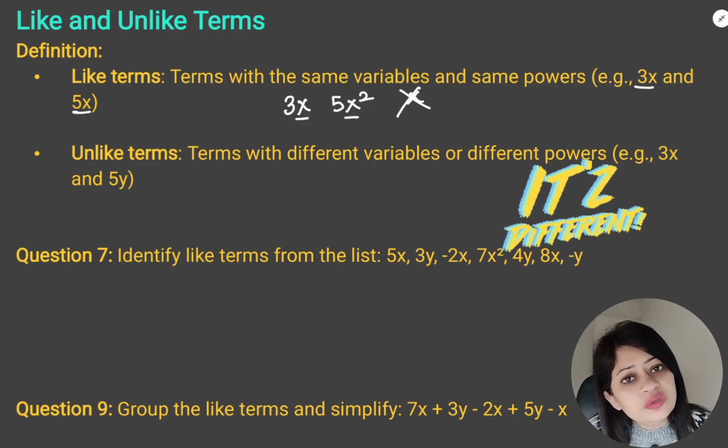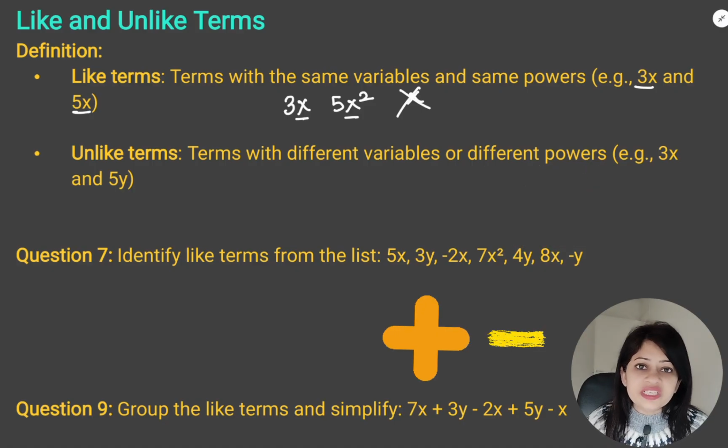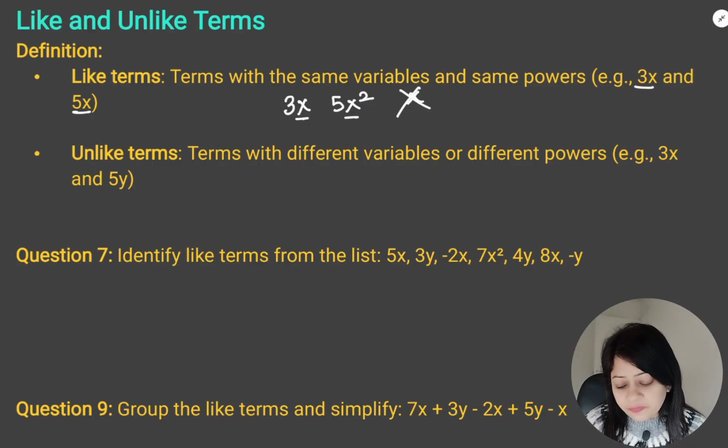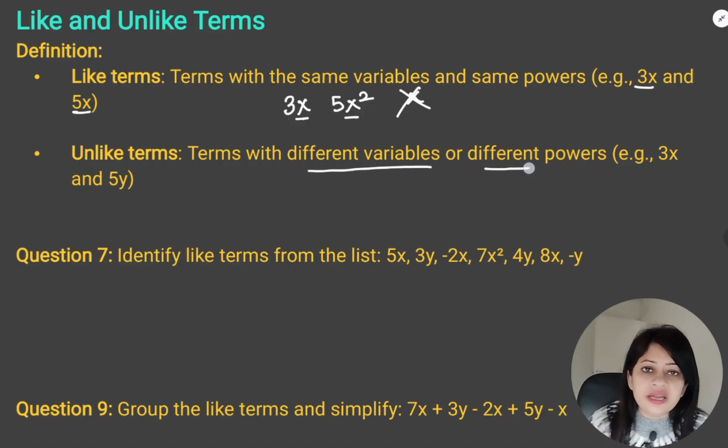But why do we use these concepts? Usually we use this concept for addition and subtraction. We just pair up all the like terms and then we add them. Okay. Let's see here. So unlike terms, which have different variables or different powers, are unlike terms.